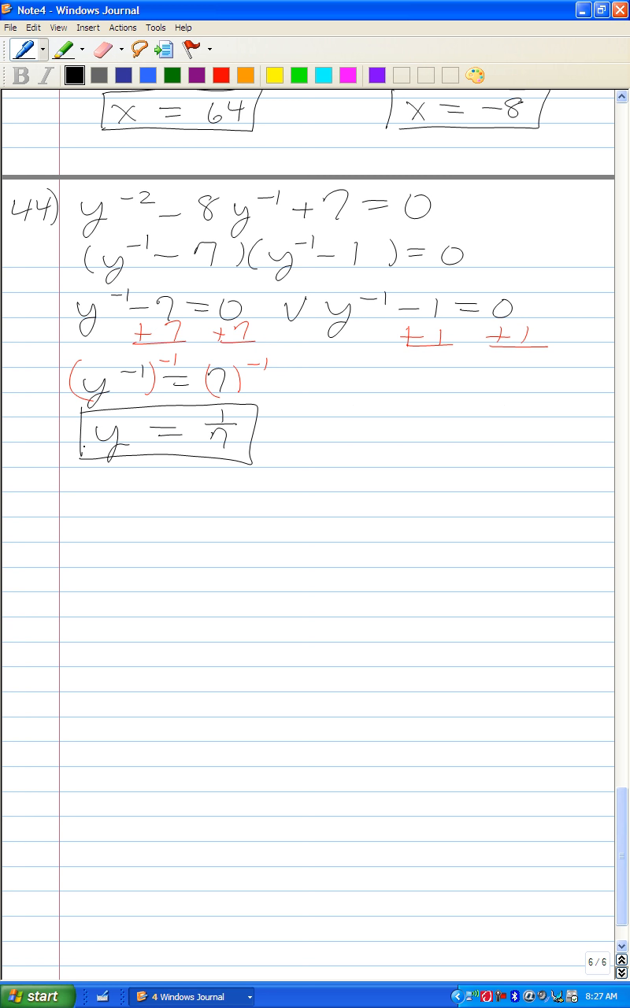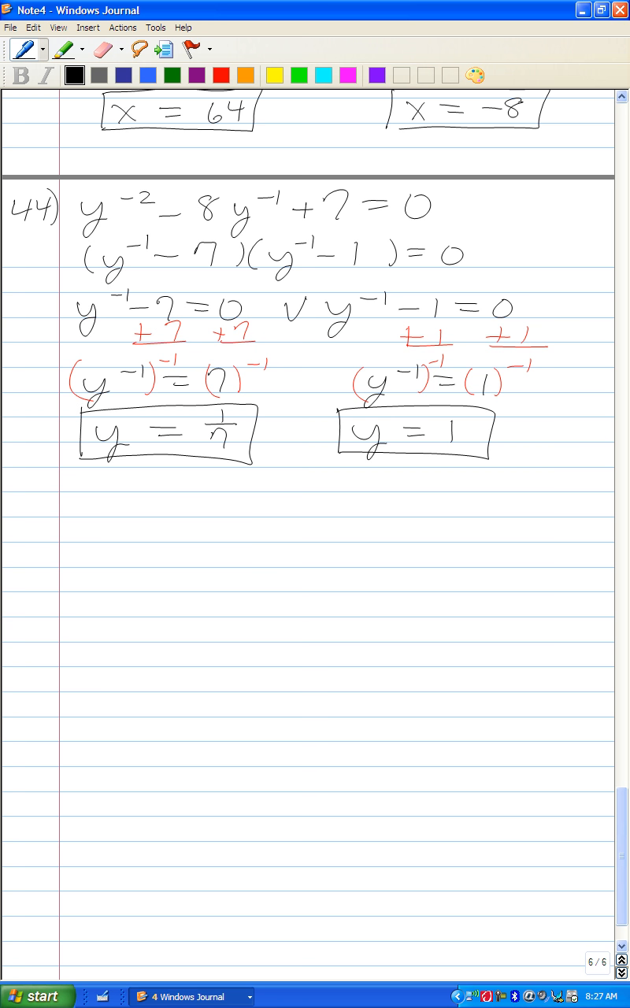And of course, you're not dividing by 0 if y is equal to 1 over 7. You'd only be dividing by 0 if y were equal to 0. Add 1 to both sides of your equation. So y to the negative 1 equals 1. Let me raise each of these to the power negative 1. So y is equal to, well, the reciprocal of 1 is just 1. And again, you're not dividing by 0.